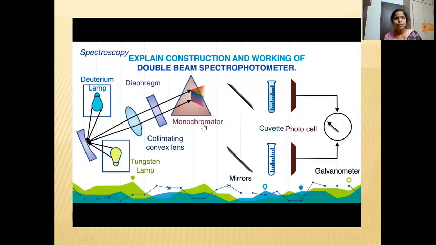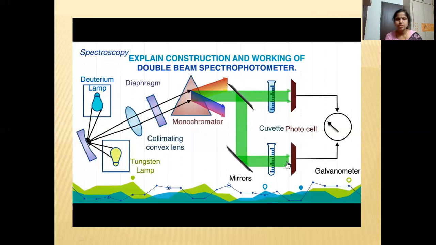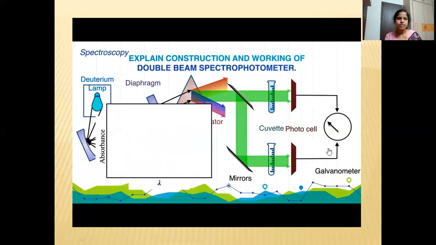Now from the monochromator, as the beam falls on the mirror, it splits into two beams. One beam will pass into the reference cell. The other beam strikes the mirror, where it is made to pass onto the sample cell. So one will be reference, one will be sample, and the transmitted light falls onto the photocells. Two photocells are there, and then it will show the absorbance or the transmittance.